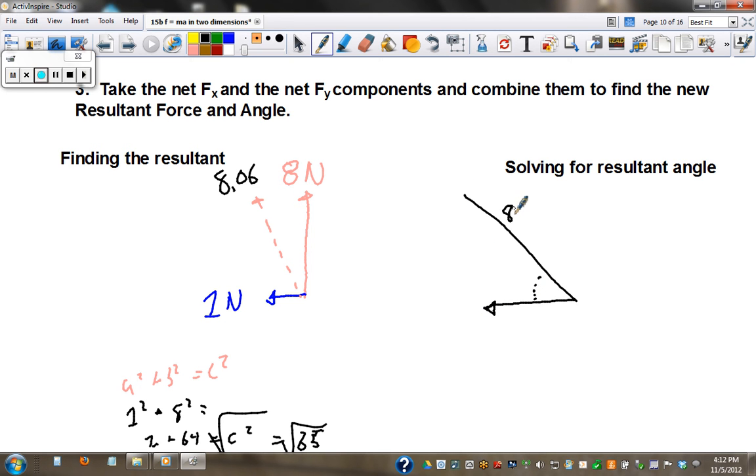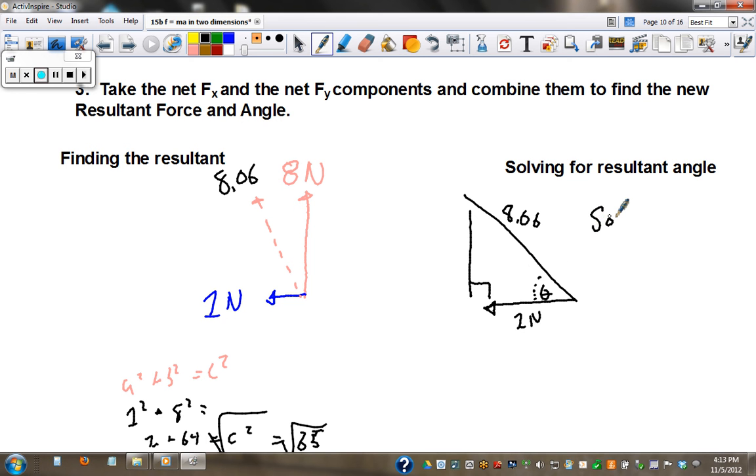So we know our hypotenuse is 8.06. We know this is 1 newton. Now we need to find this angle right here. We need to find theta. We know the opposite and the adjacent. If you don't know why this is hypotenuse and adjacent, you need to go back and review.